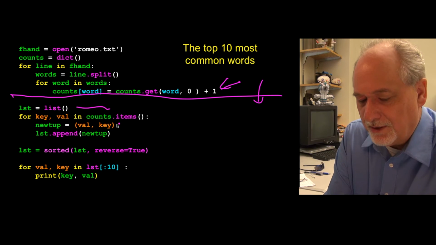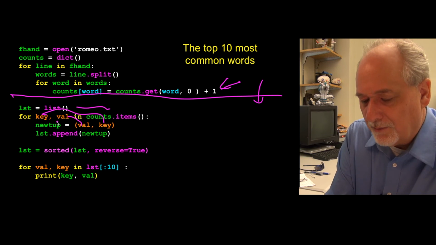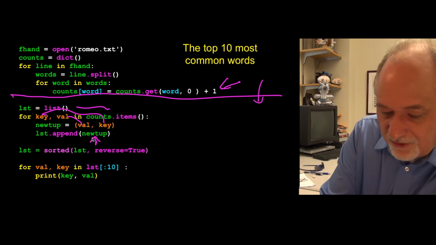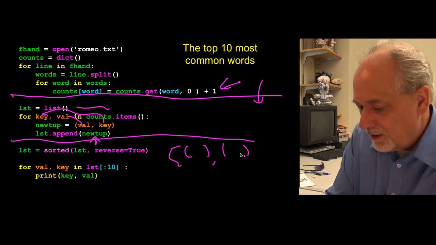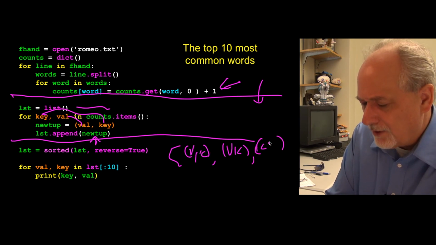I'm making this be 2 lines to make it a little easier. Value key, so I'm flipping it, right? So I'm flipping the order of these things. That's making a tuple, and then I'm appending that tuple to the list. Okay? So at the end of this, we have a list of tuples in value key order, VK, VK, right?